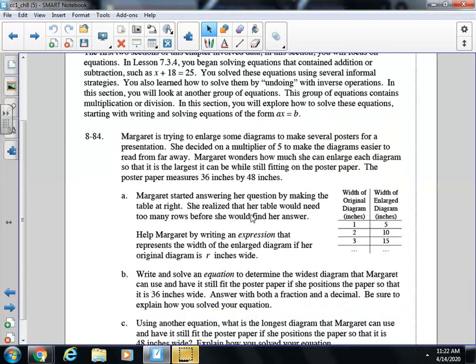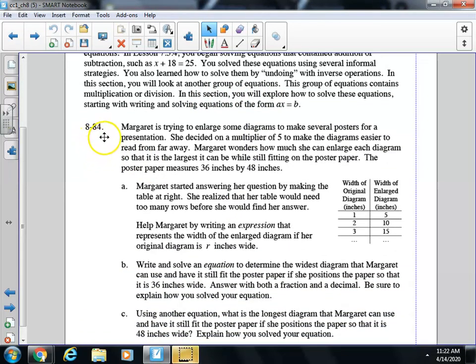So our first core problem for the day is question 84. If you read along with me, Margaret is trying to enlarge some diagrams to make several posters for a presentation. She decided on a multiplier of 5. Remember, a multiplier is something that we multiply by, to make the diagrams easier to read from far away. Margaret wonders how much she can enlarge each diagram so that it is the largest it can be while still fitting on the poster paper. The poster paper measures 36 inches by 48 inches.